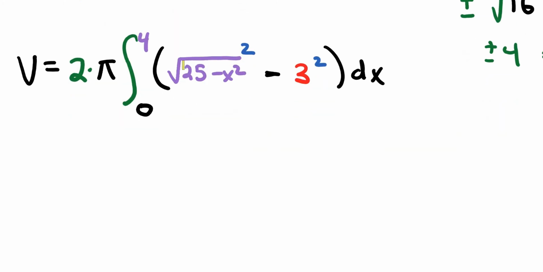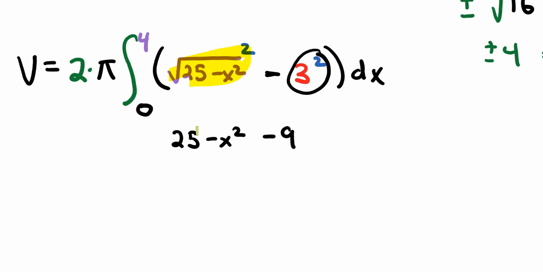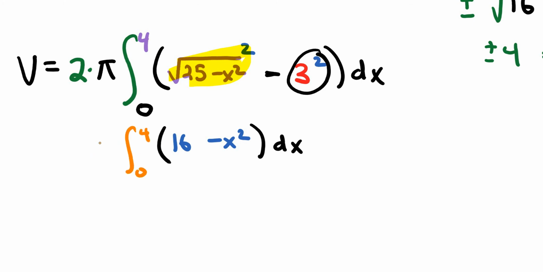Okay, let's go ahead and simplify this. If I simplify that, that's going to be 25 minus x squared minus, and then 3 to the power 2 is going to be 9. And then if I combine the 25 and the -9, that's going to be 16. So 16 minus x squared. Let me just write that up here again. So 16 minus x squared, and then dx. And then this is the integral from 0 to 4 of 2 pi.